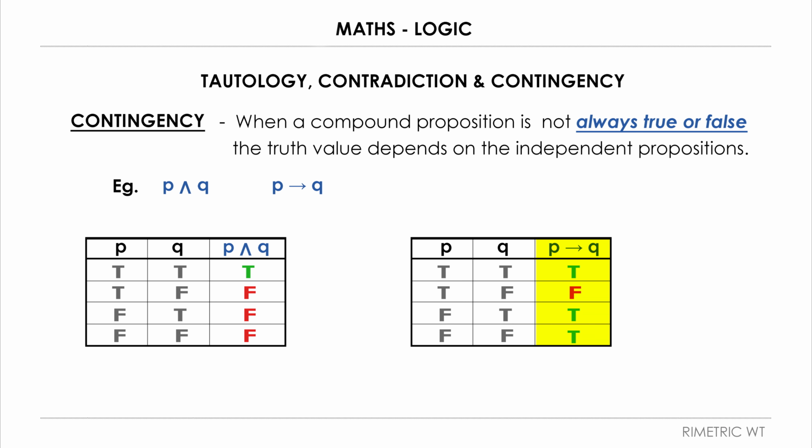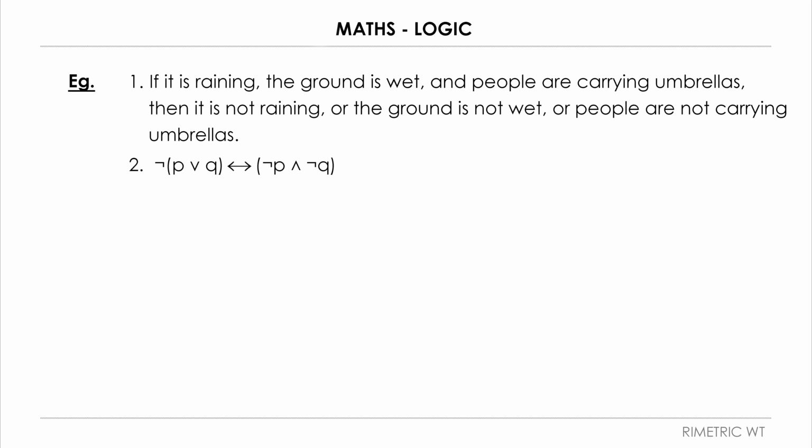Now, let's see these steps applied in determining whether a given statement is a tautology or a contradiction with a couple of examples. This should be fun. Here I have two expressions on the screen. I encourage you to pause the video and try to build the truth tables for these before we discuss them. The first example is: if it is raining, the ground is wet, and people are carrying umbrellas, then it is not raining, or the ground is not wet, or people are not carrying umbrellas. The second one is: negation of (P or Q) implies negation of P and negation of Q.